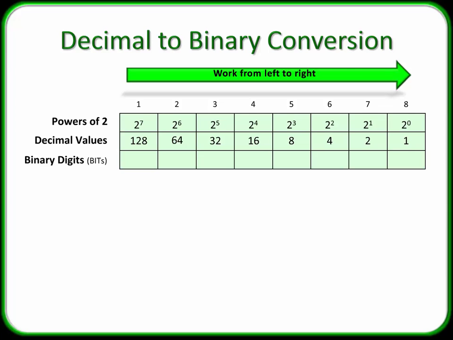So I want to make sure you're getting the hang of this, so let's go through this decimal to binary conversion one more time. This time we're going to use the number 236 as the decimal value that we're going to convert to binary.